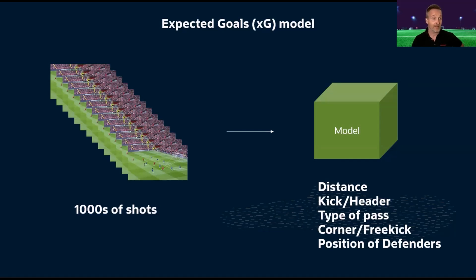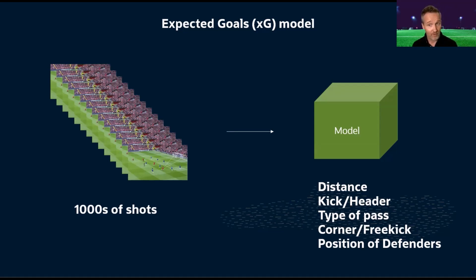So this XG number, I said already, comes from a machine learning model. That model's been trained on thousands of shots in the past, so multiple seasons of data. It looks at all kinds of variables around each shot. What was the distance from the goal when the player took the shot? What body part did he use? Was it a kick? Was it a header? What was the playing situation? What kind of pass did he receive, etcetera? And this model learns to recognize with what kind of percentage each kind of shot situation typically leads to a goal.